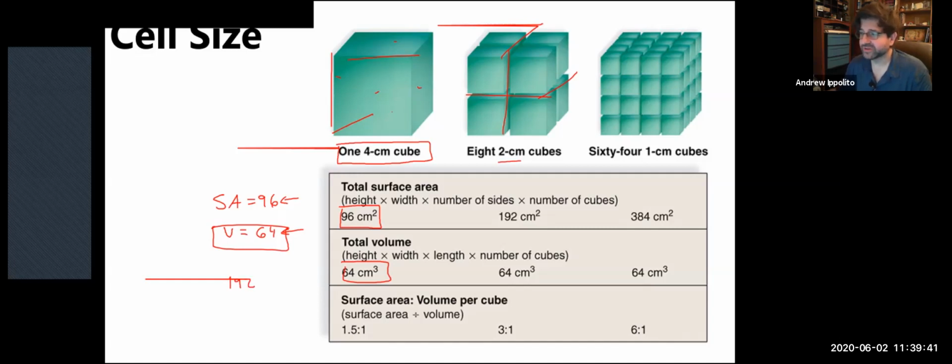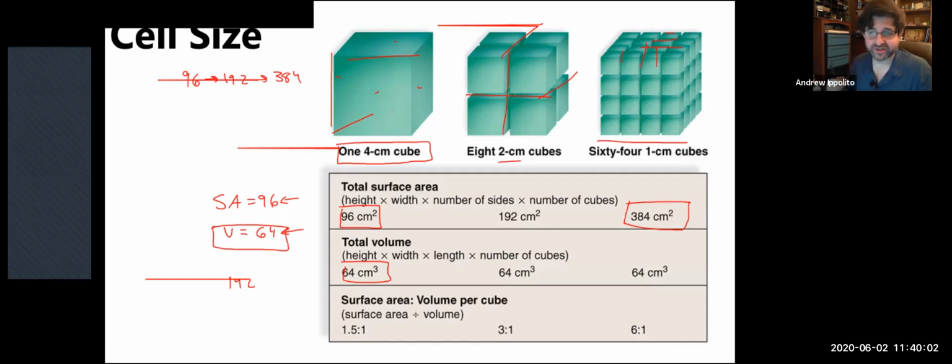And if we do 64 cubes, so if we cut it 3 times on each side, that number goes up to 384, right? So from 96 to 192 to 384, we're in the same volume of space, but look at how much that surface area increased.